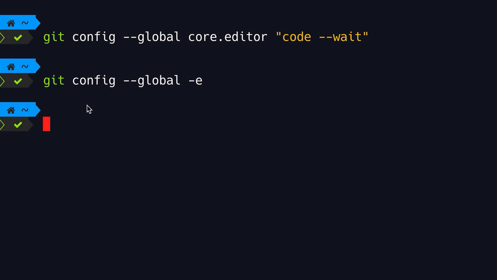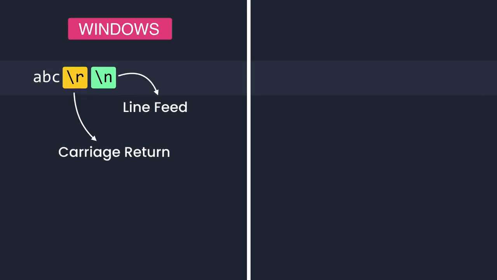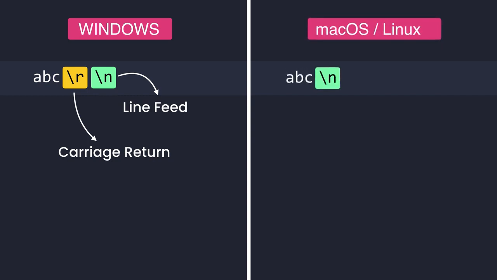Next, we're going to configure how Git should handle end of lines. This is a very important setting that a lot of people miss. So on Windows, end of lines are marked with 2 special characters, carriage return and line feed. On Mac and Linux systems, end of lines are indicated with line feed. So that means if we don't handle end of lines properly, we're going to run into some weird issues down the road. To prevent this, we have to configure a property called core.autocrlf, which is short for carriage return line feed.